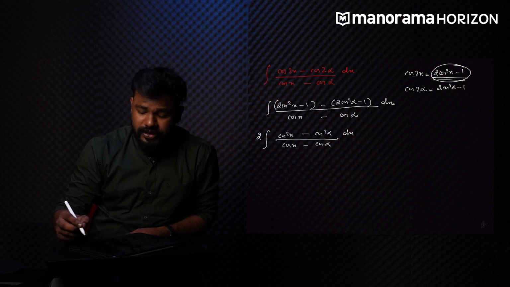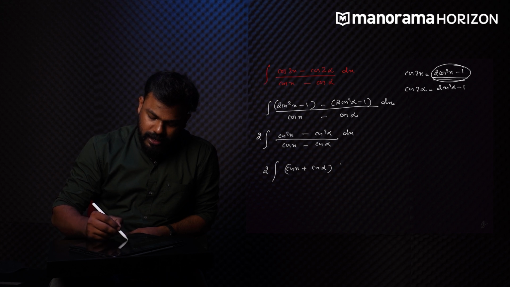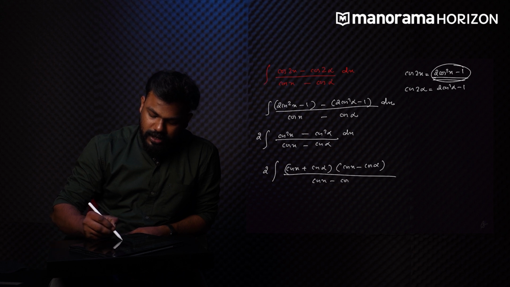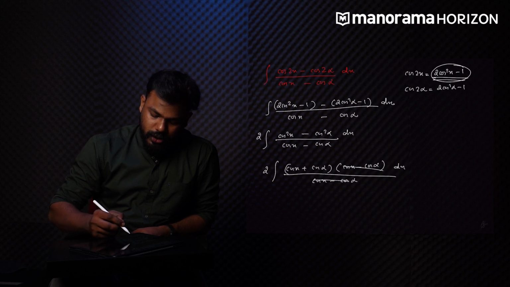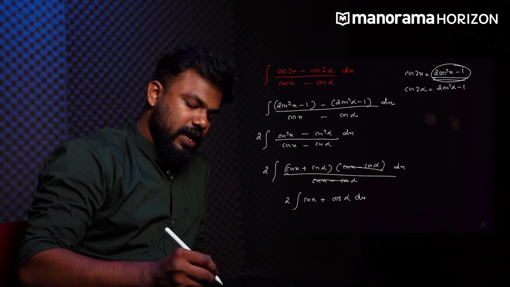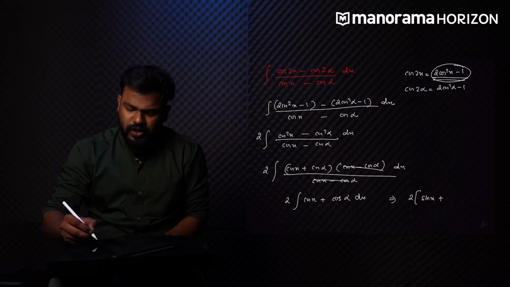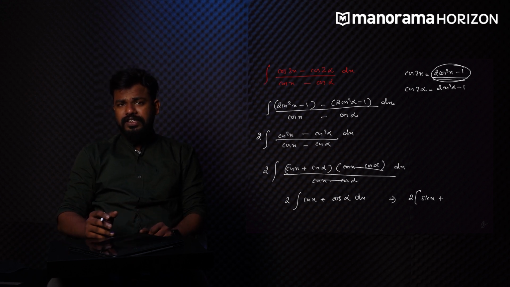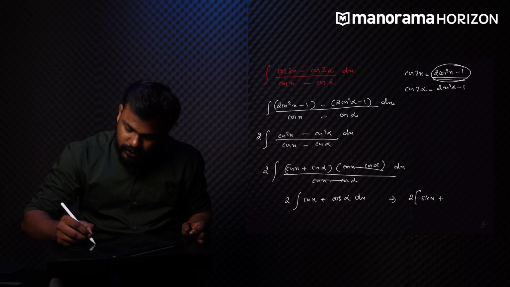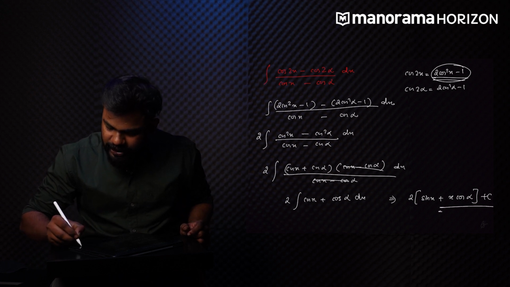Now what is this cos square x minus cos square alpha? That is nothing but cos x plus cos alpha into cos x minus cos alpha, the whole divided by cos x minus cos alpha dx. Cancel these two, you have 2 into integral cos x plus cos alpha dx. And what is the integral of cos x? It will be sin x. So 2 into sin x plus cos alpha. What is the integral of cos alpha? Cos alpha is a constant. So what is the integral of 5? 5x. So what is the integral of cos alpha? x cos alpha. So you can write it as x cos alpha plus the constant of integration, that is c.